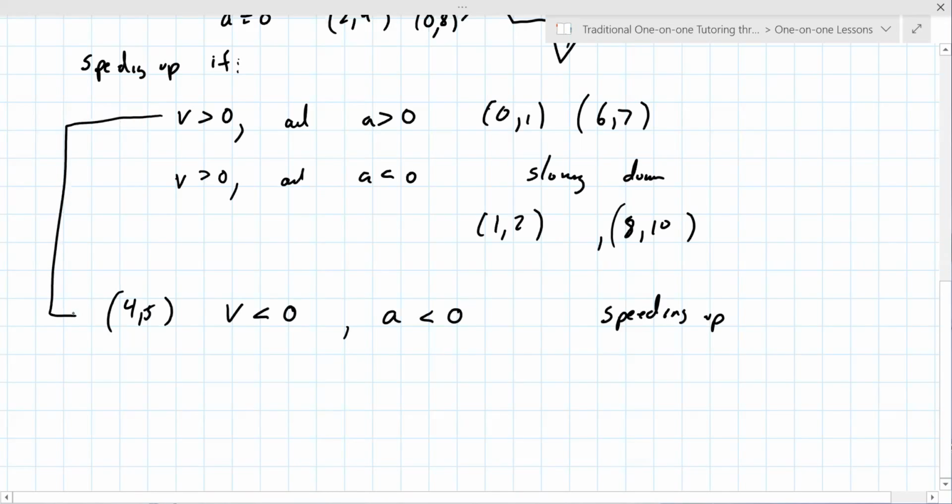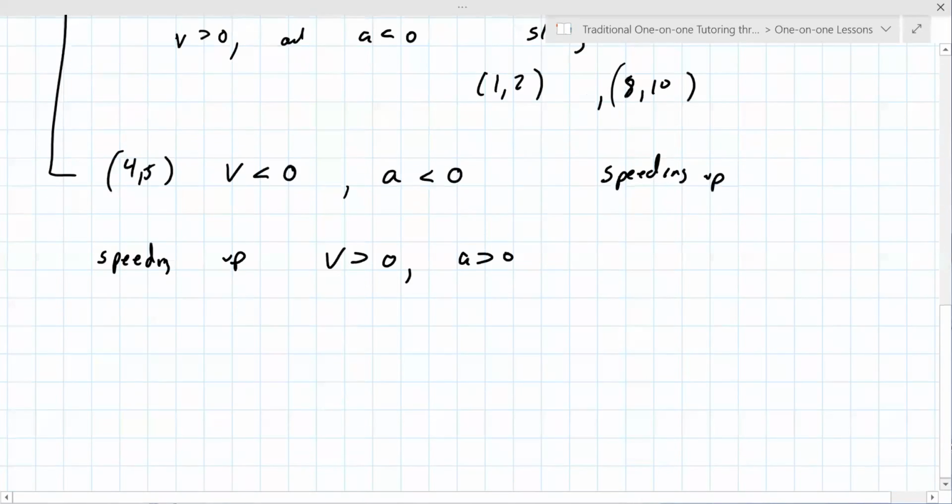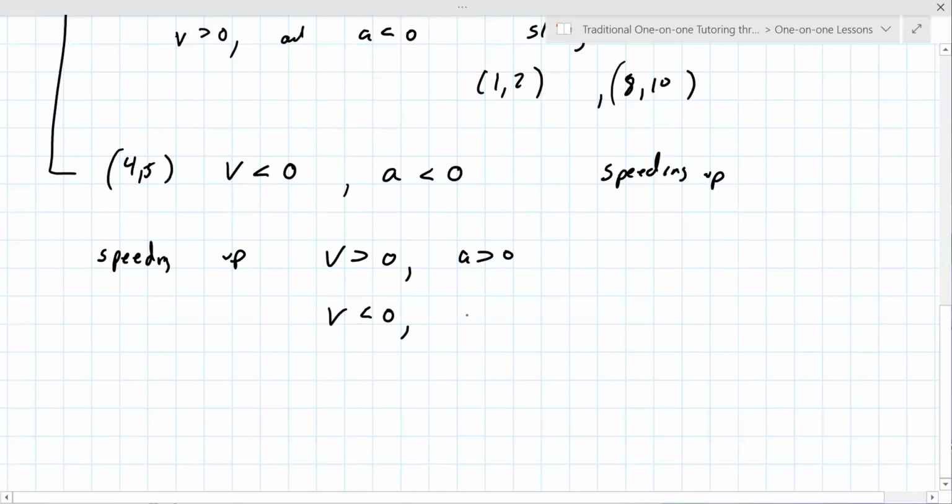Okay, so we can summarize here and say that you're speeding up in the following scenarios. Velocity greater than 0 and acceleration greater than 0 is one of them. The other one is velocity less than 0 and acceleration less than 0. So just to clarify, velocity is like above the x-axis or below the x-axis, and then acceleration is the slope of velocity.